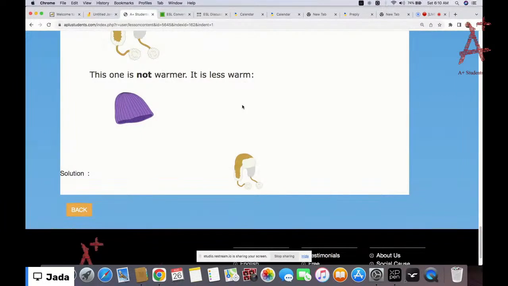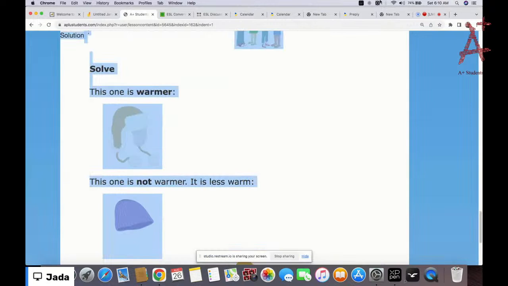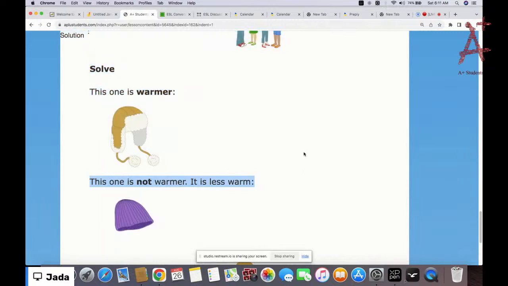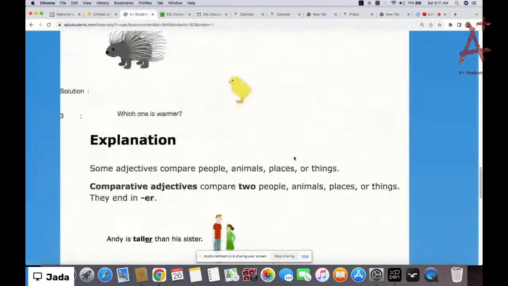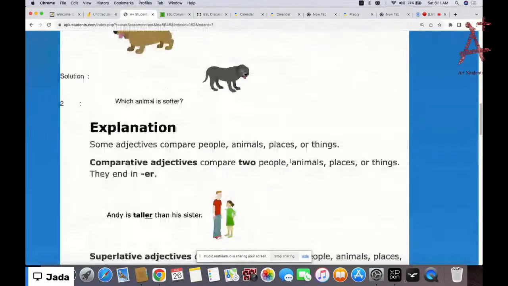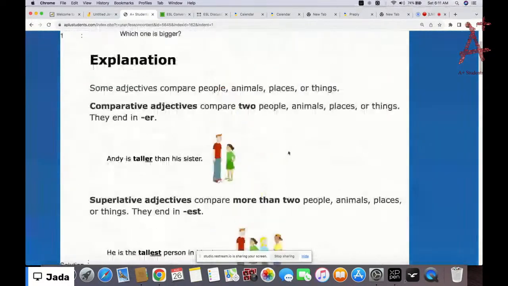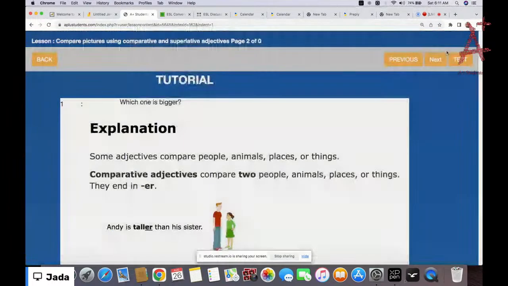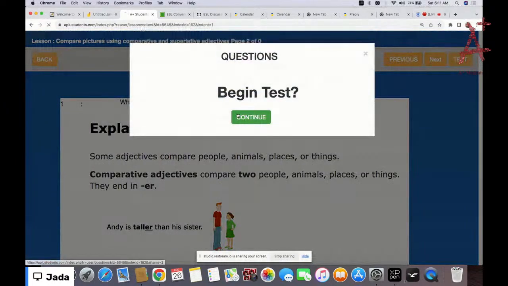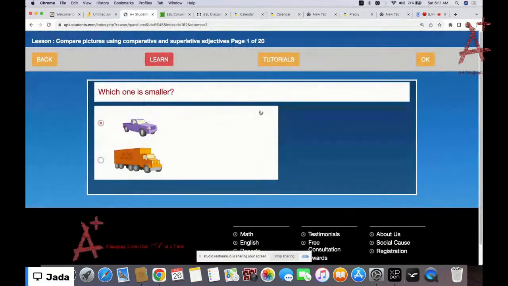Okay, we'll move on now to the test. We'll try to answer the test together. All right, so now you have to look at the pictures and compare. That's why we have adjectives that compare. So which one is smaller? Is it the purple or the orange? So the first picture is smaller.